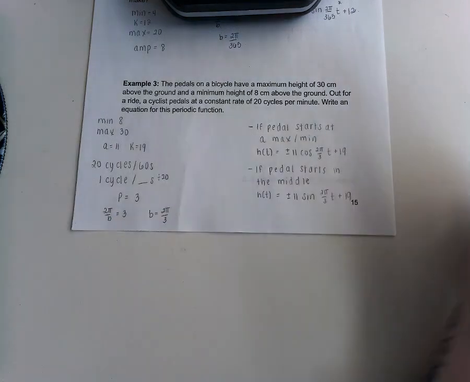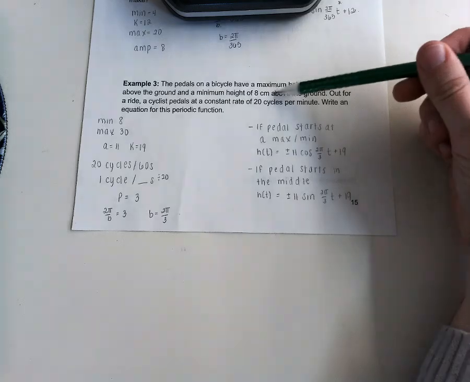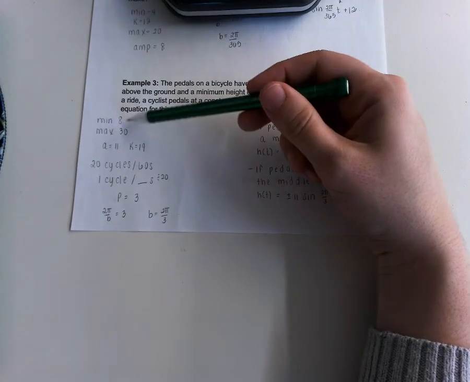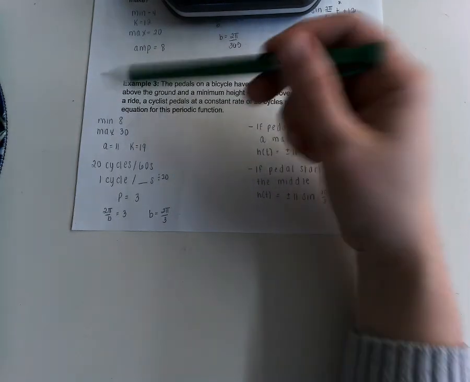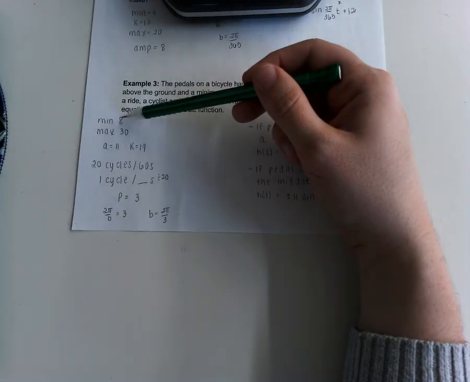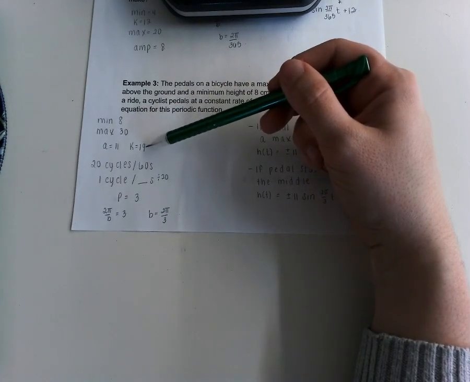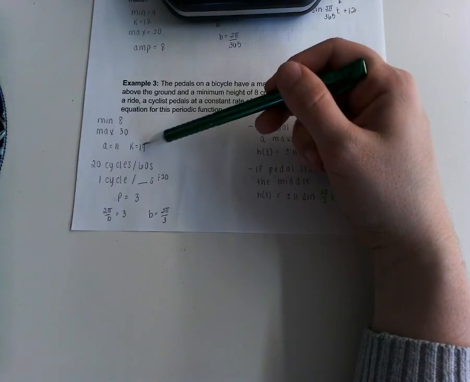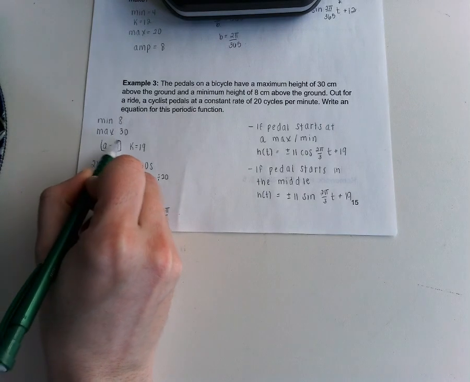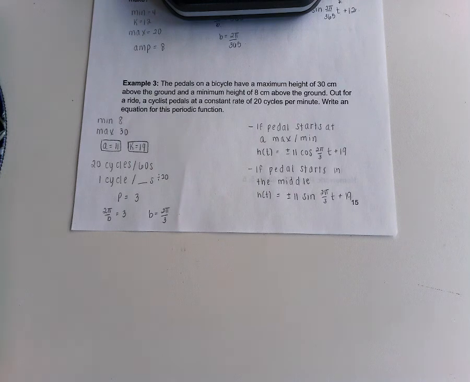So the maximum height is 30 centimeters above the ground, and the minimum is 8. So maximum and minimum. So then what I do to find our amplitude and our k value is find the middle of these two. So you can add them up and divide by 2. You get 19. And the distance from 19 up to 30, or 19 down to 8, is 11. So you have an amplitude of 11 and a midline, or a k value, of 19.